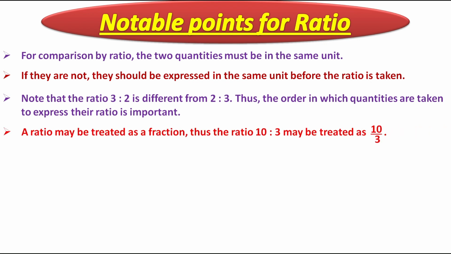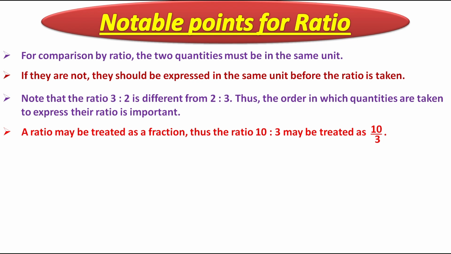Next point, a ratio may be treated as a fraction. Thus the ratio 10:3 may be treated as 10/3. Now see here, the first number of the ratio is the numerator of the fraction and the second number of the ratio is the denominator of the fraction. That also you have to remember, learn carefully.